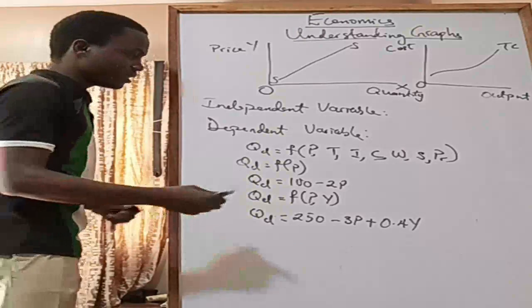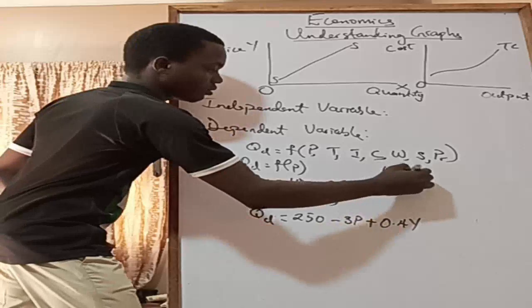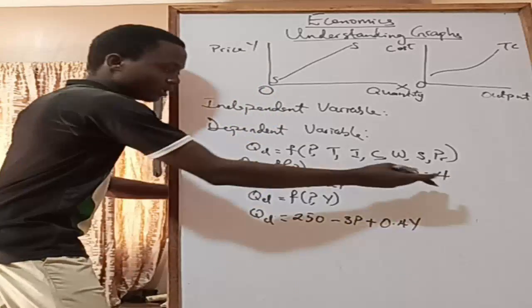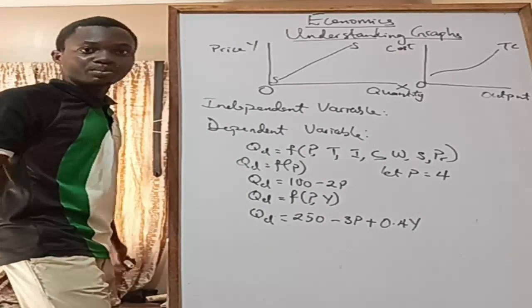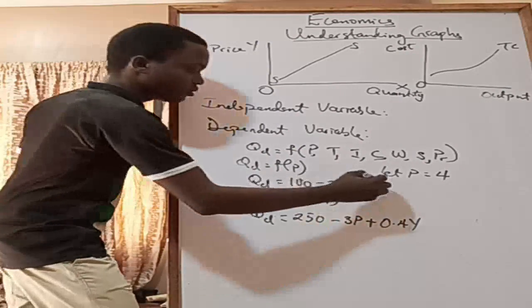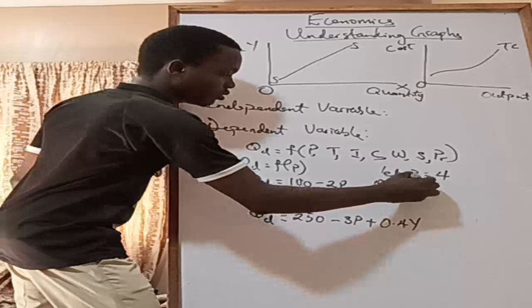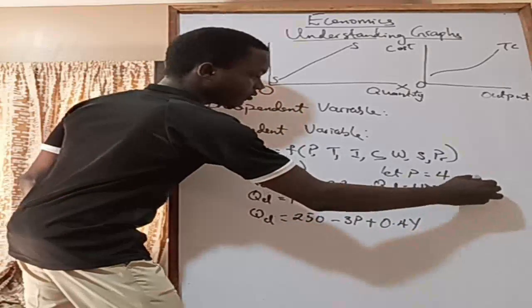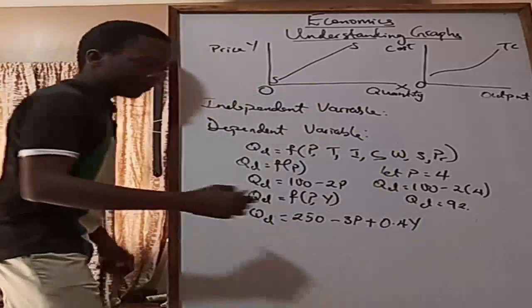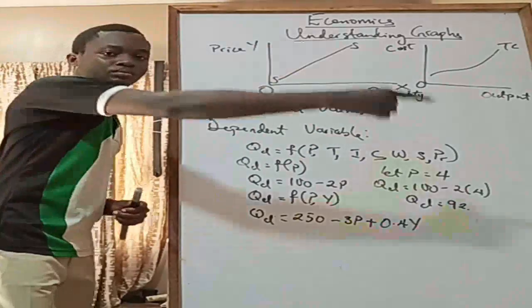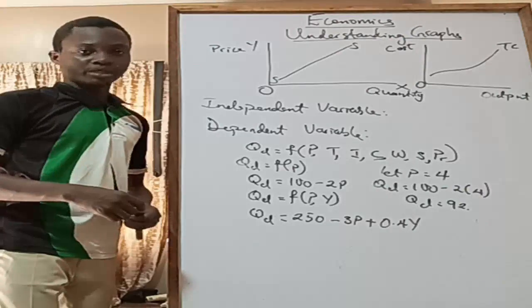So for example, if I say let P equal 4, that's just the way it's going to be, for real. Let P equal 4. How did you get 4? No, just let P equal 4. So with that, what is QD? QD will be 100 minus 2 into bracket 4. So that's QD equals 92. So you see now that the value of QD depended on the value of price.